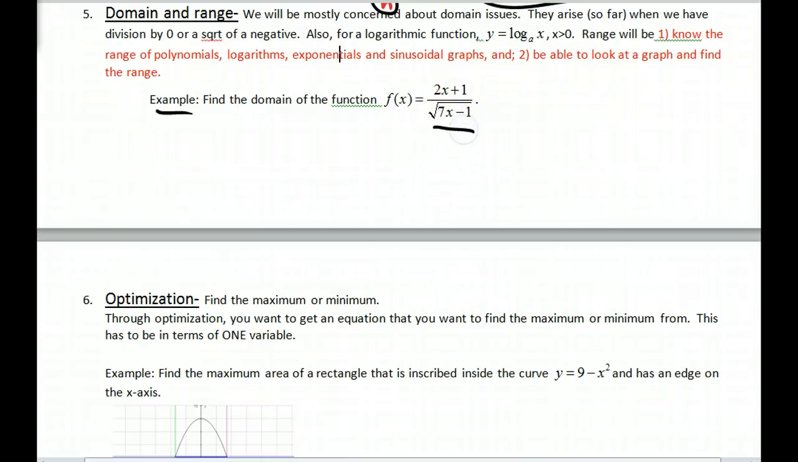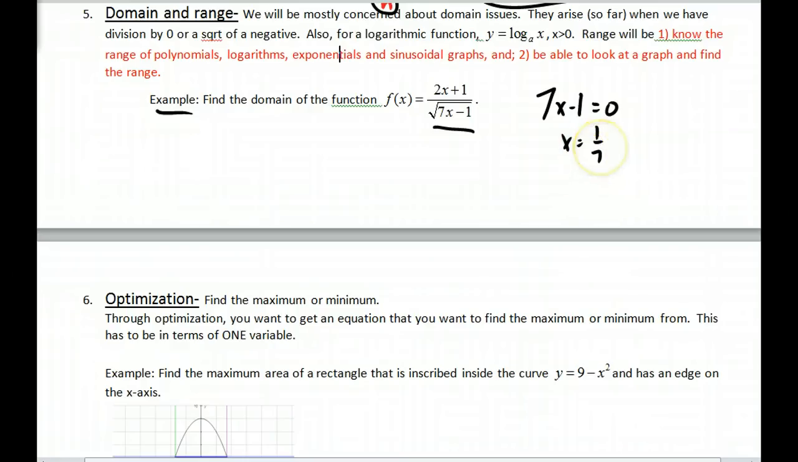So with this example, we want to find the domain of this function. Well, the domain issues are a couple things. In the denominator, I have a square root. So with square roots, I can't have anything that's negative underneath. And I also can't divide by 0, which would be another issue for this one. So I've got to find the 0 of the denominator. 7x minus 1 is equal to 0, so x is equal to 1/7.